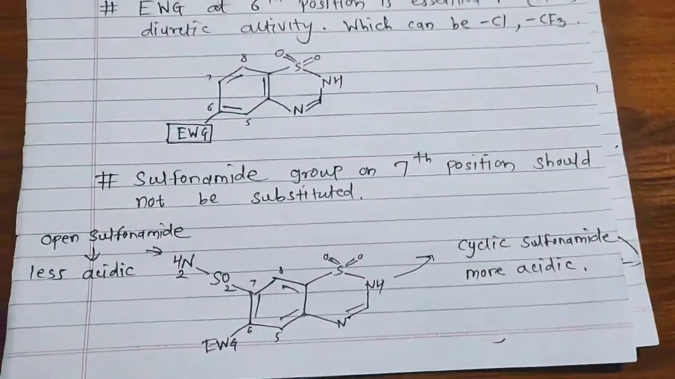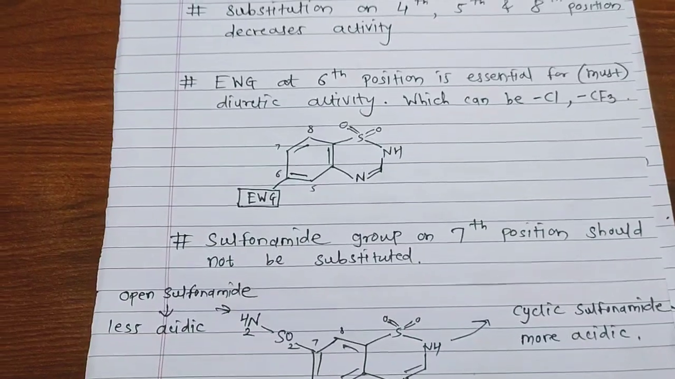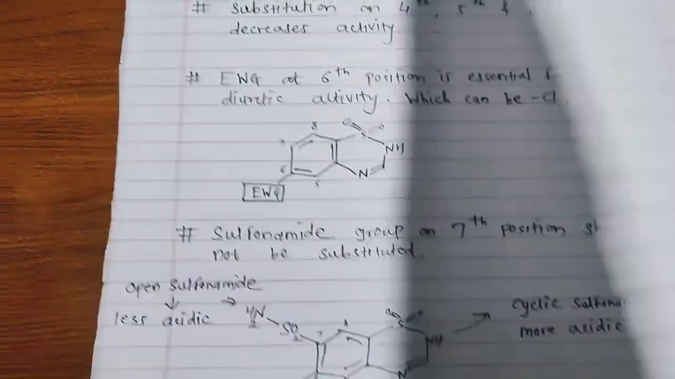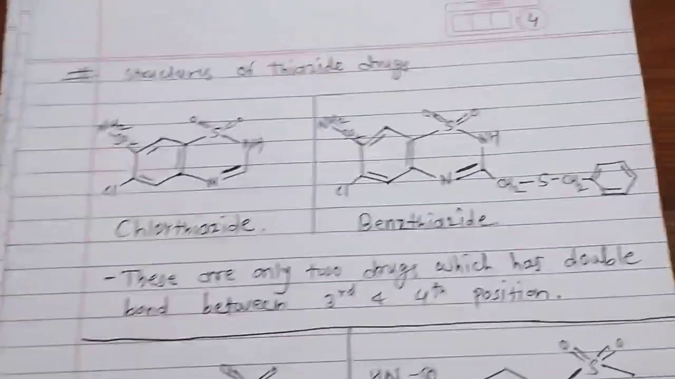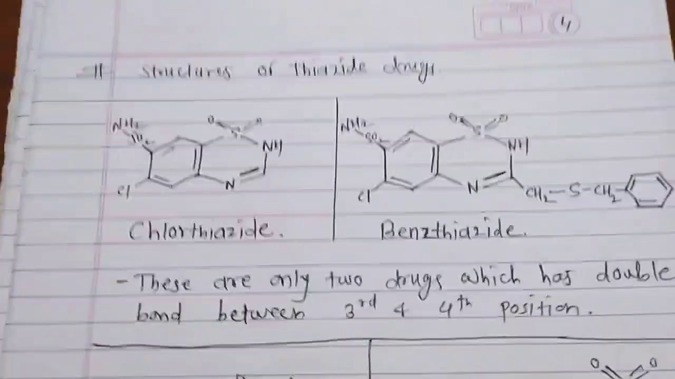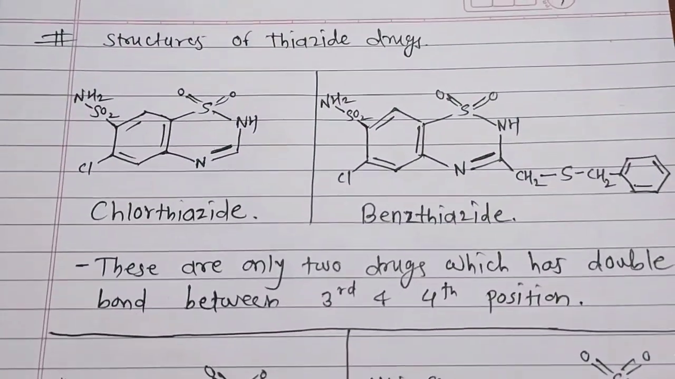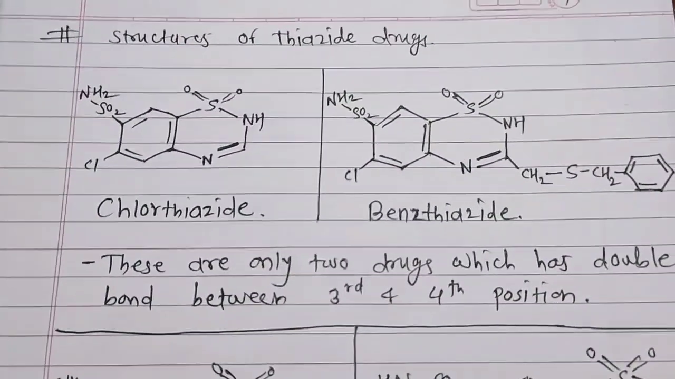a GPAT exam. Moving on to the next class of drugs, that is the thiazide drugs. Now we will discuss the drugs. The first drug which comes under this category is chlorothiazide.